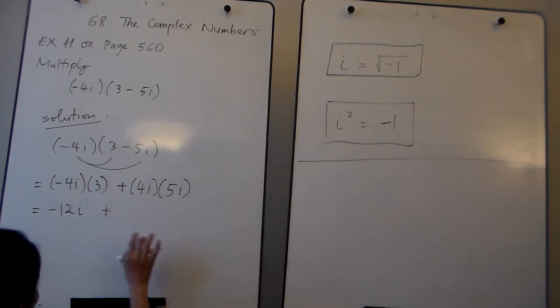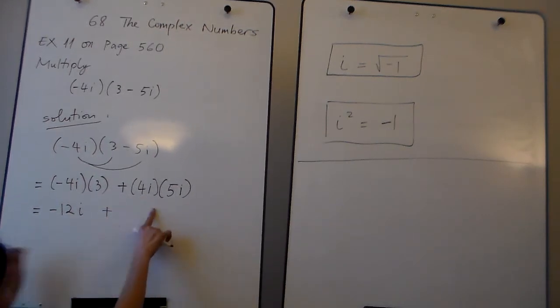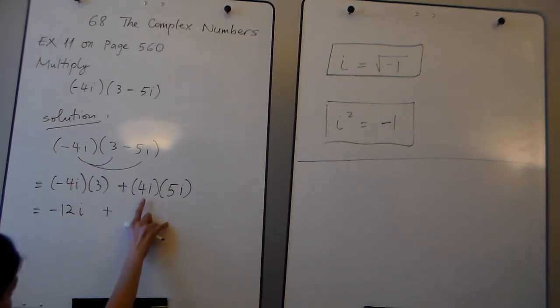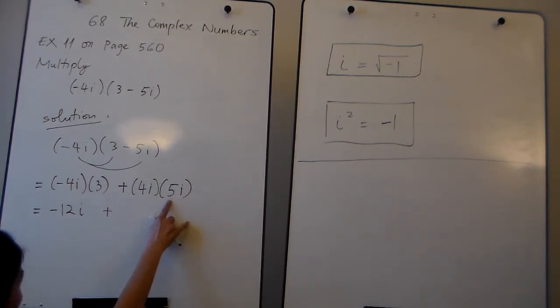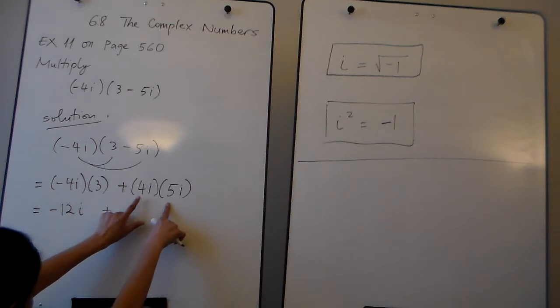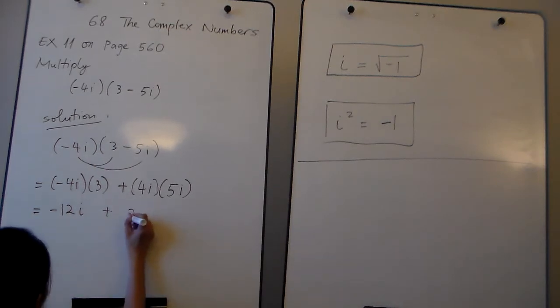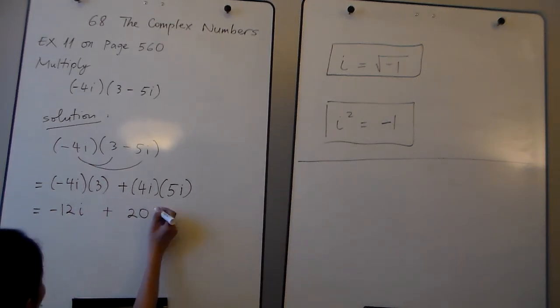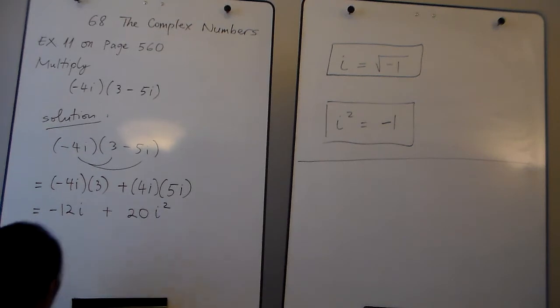Plus, again, there are four factors here. The first one is 4, second is i, third is 5, fourth is i. So there are four factors. You can multiply these two real numbers, 4 times 5 is 20. i times i is i squared.